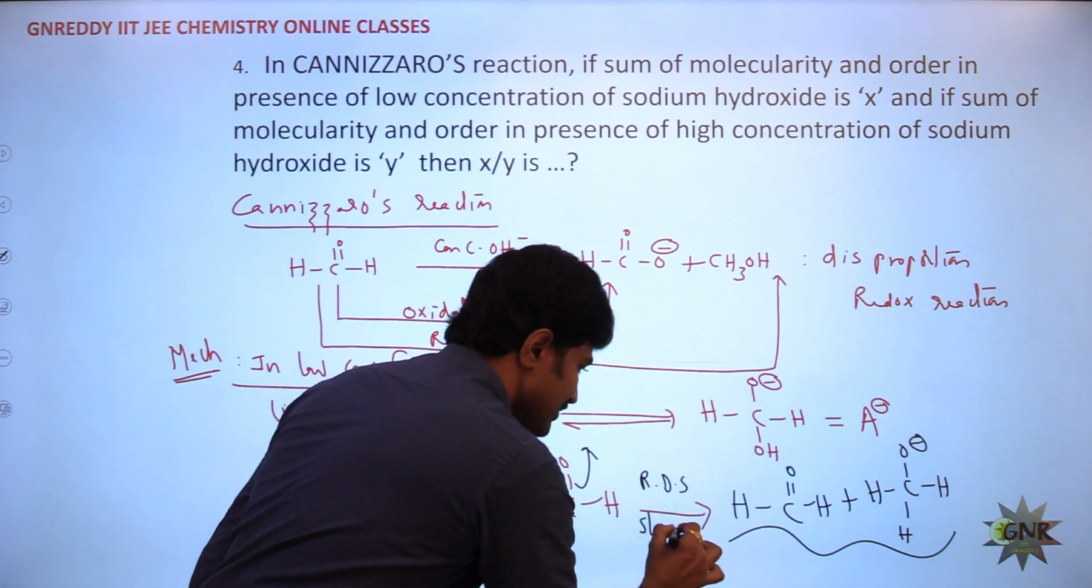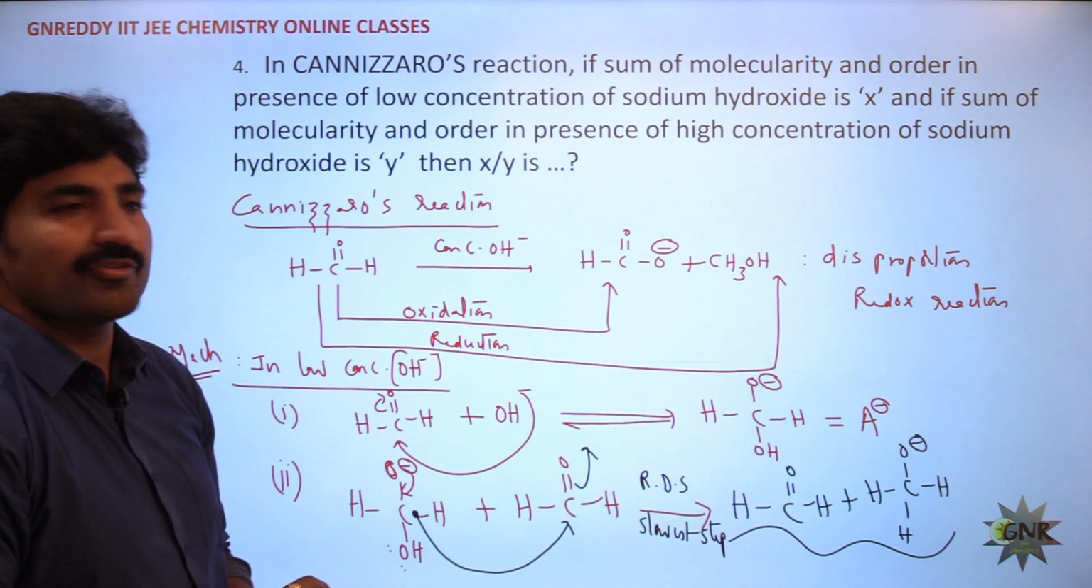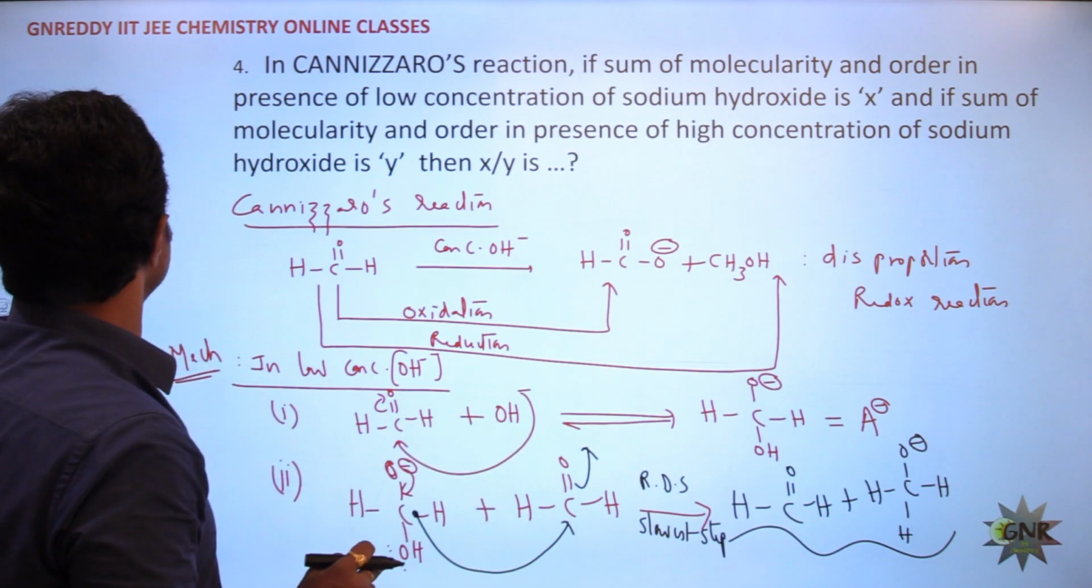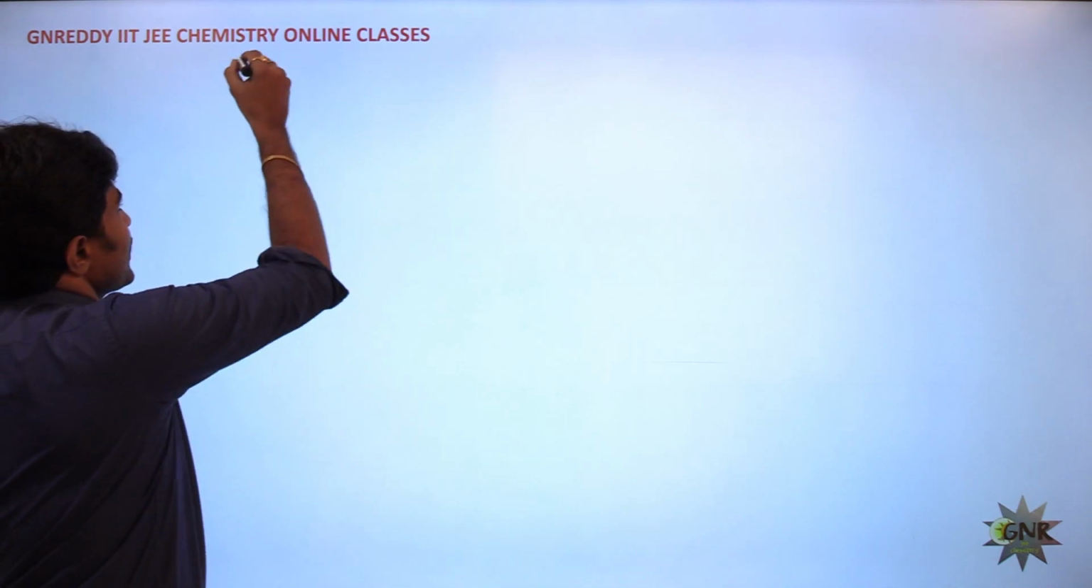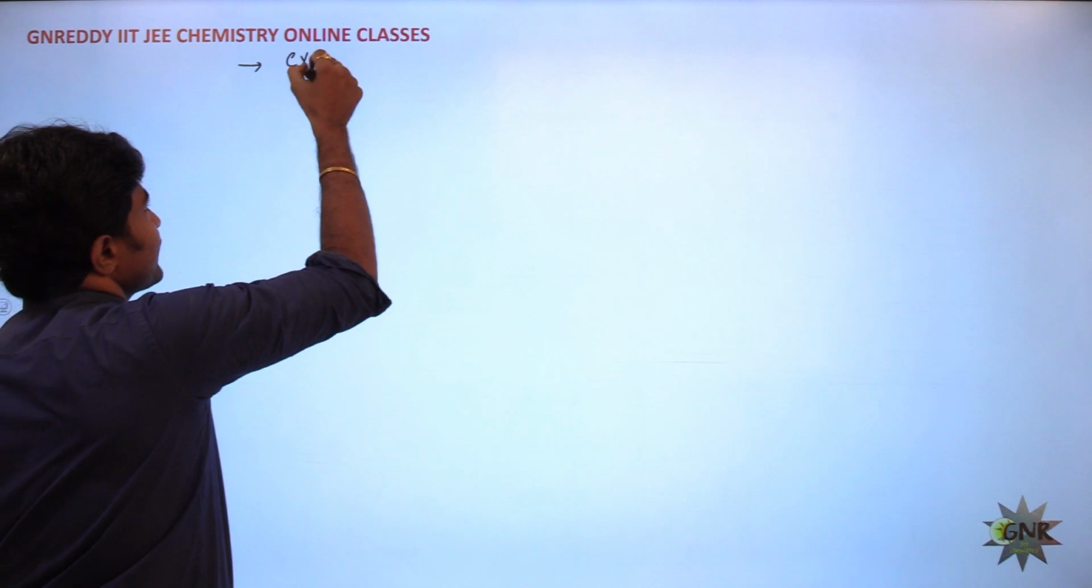This is the slowest step. From this only we have to find the corresponding order and molecularity. So if you look at this one here, order and molecularity. So first we have to derive the experimental rate equation.